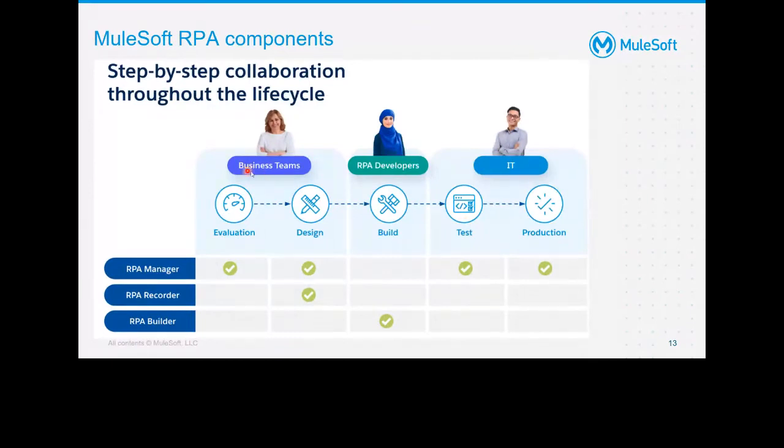Yeah. So basically, we have three components in Mule RPA: RPA Manager, RPA Recorder, and RPA Builder. As I told you, RPA Manager is a cloud console where you can log in and manage the entire life cycle of the RPA process, starting from the evaluation phase to operations, where it goes into production. Almost all the stages of the implementation of RPA can be tracked and done using RPA Manager.